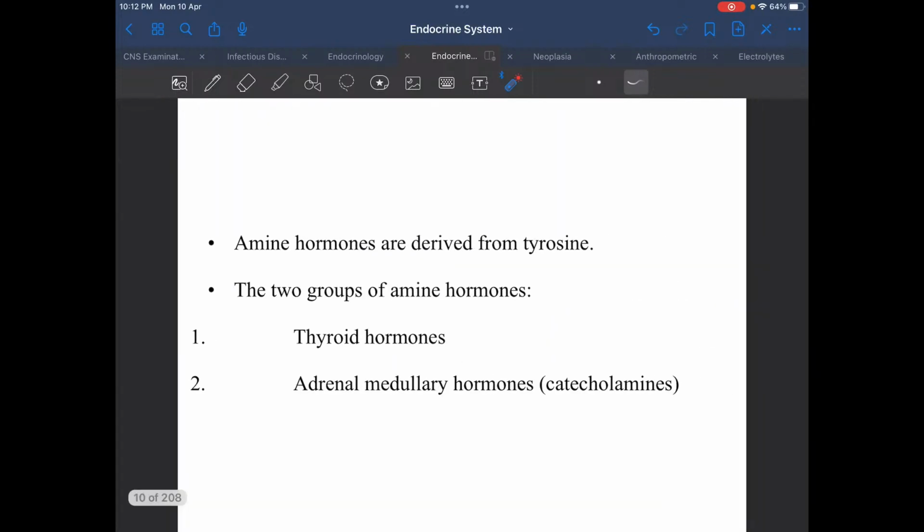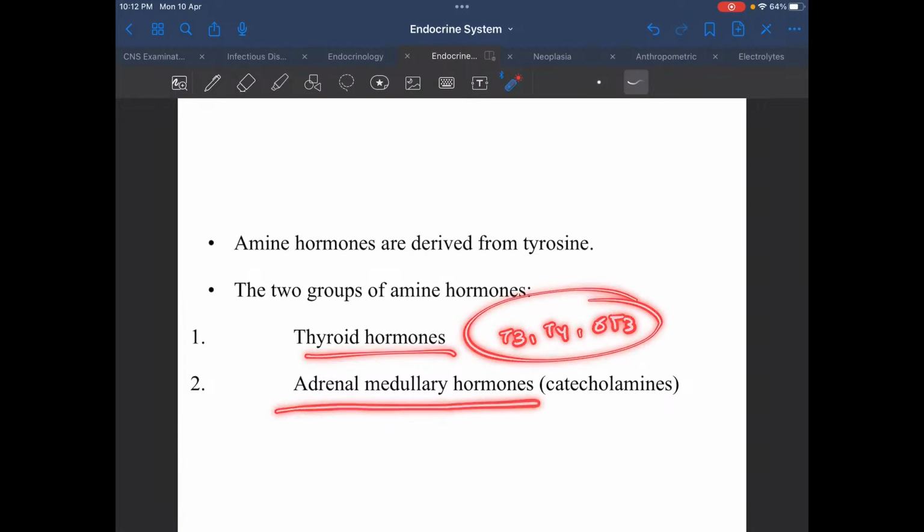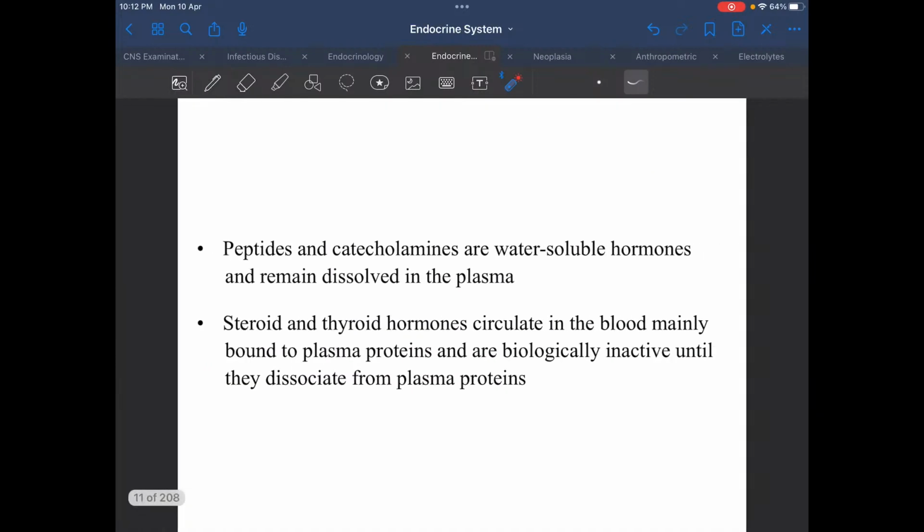We know that. And what about the amine hormones which are derived from tyrosine? There are two groups of hormones, we have already studied them. That is either the thyroid hormones, that is T3, T4, and reverse T3, or we can have the adrenal medullary hormones that include the catecholamines like norepinephrine, epinephrine, and your dopamine. Okay? They derive from tyrosine metabolism.